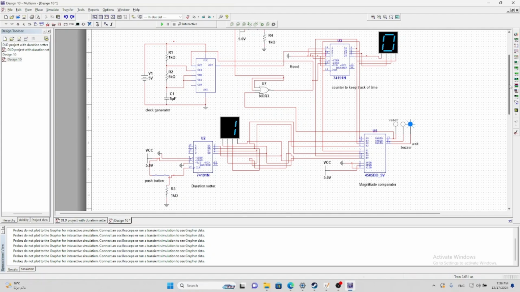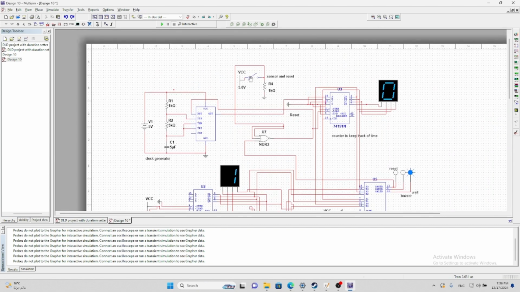Also, one thing to mention is that this push button, or switch, actually represents the sensor and the reset button. The sensor is actually the orientation sensor. So if the bottle has flipped, it means that the sensor has triggered, so the time is reset again, and so on and so on.